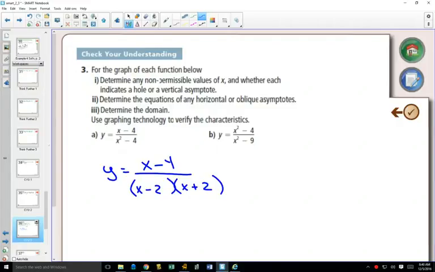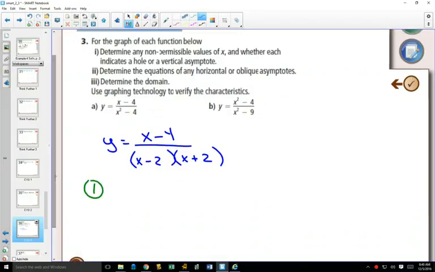Once we had factored it, the very first thing we looked at were our non-permissible values, because our non-permissible values either created vertical asymptotes in our graph or they created holes in our graph. So in this first one, x can't equal 2 and x can't equal negative 2. Now the question that comes up is, what are these? Are these holes or are these vertical asymptotes? And how do we know?